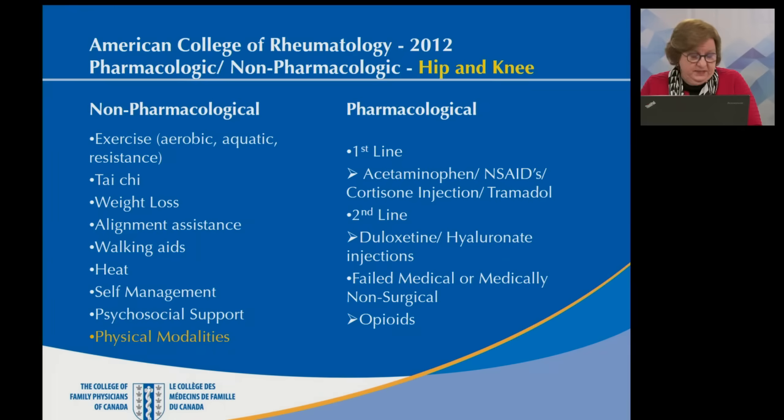Let's look at what the evidence says. From the American College of Rheumatology in 2012, and we're expecting the 2018 guidelines within the next few months, we see that there is an approach of non-pharmacological and pharmacological management, and that is a very important evidence-based recommendation: that this condition is best served by using an integrated approach of non-pharmacological and pharmacological. What does non-pharm mean? Predominantly exercise, weight loss, gait assistance, heat, and self-management support.